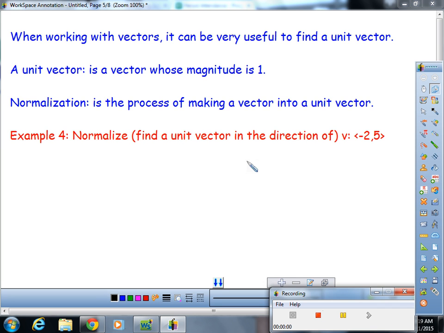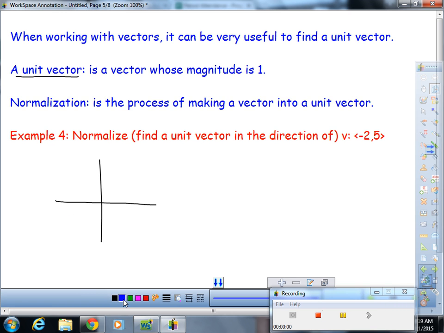Before we get into that, let's just talk about unit vectors. A unit vector is a vector whose magnitude is 1 unit. And the normalization of a vector is the process of making a vector 1 unit long. So the directions say to normalize, or to find a unit vector in the direction of v, if v is negative 2, 5. So we went left 2, up 5. This would be v.